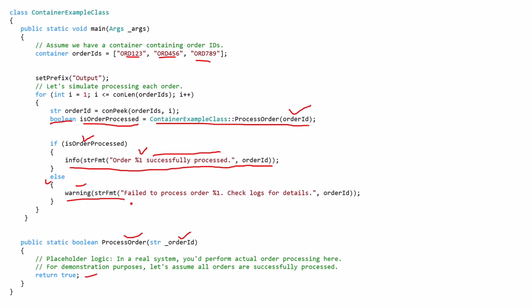So I hope now it's clear how you can use the conPeek function and you can utilize the logic based on your retrieved data from the container. So this one is nothing but the common scenario where the developer has to read the value from a container in a loop, and they have to perform some specific operation based on that. So I hope now it's clear.